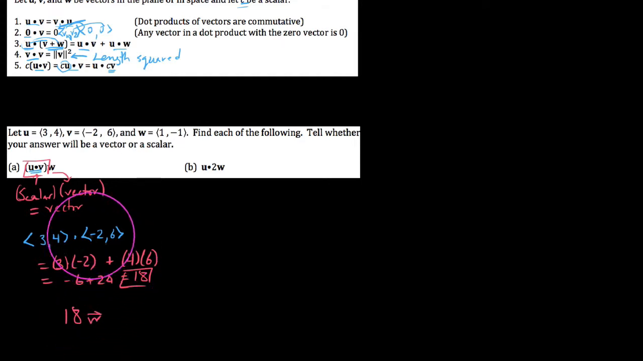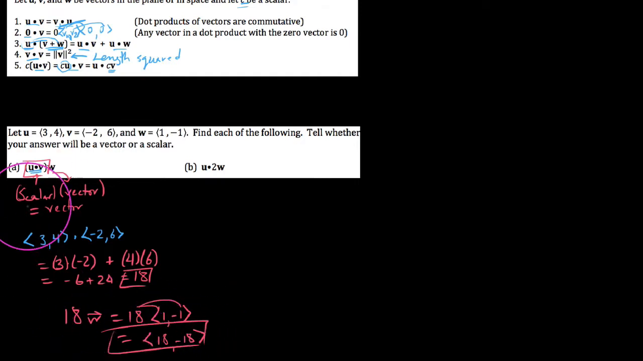Okay, so here's our vector w. We need to take 18 times the vector w, which is the vector 1, negative 1. And remember, when you scalar multiply, you can just distribute this through. And so we get the vector 18 comma negative 18. Very cool, okay. So there are some vector operations in action.